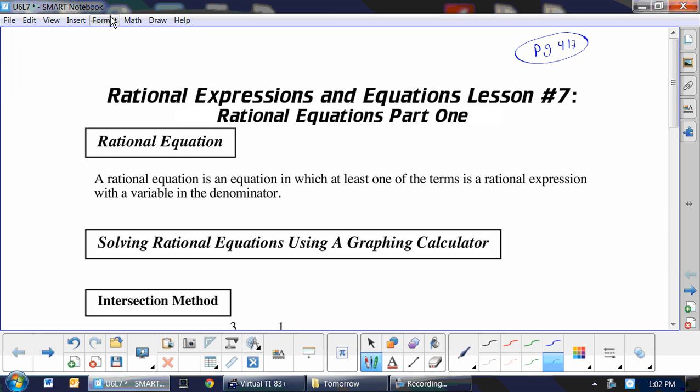Okay, so today we are working with rational equations. What we were working with before were rational expressions. We didn't have any equal signs in our problems. Now we're going to have an equal sign in our problem.